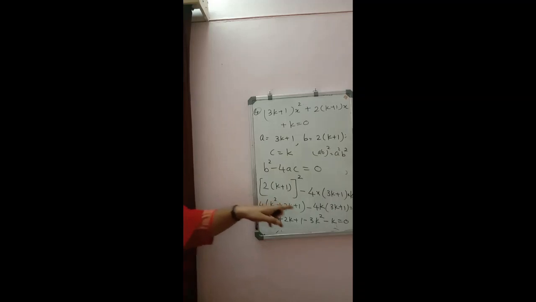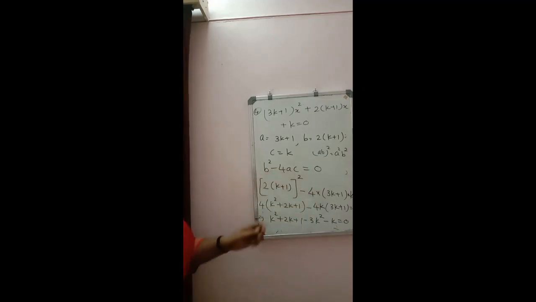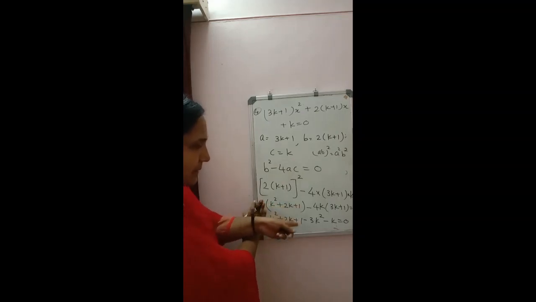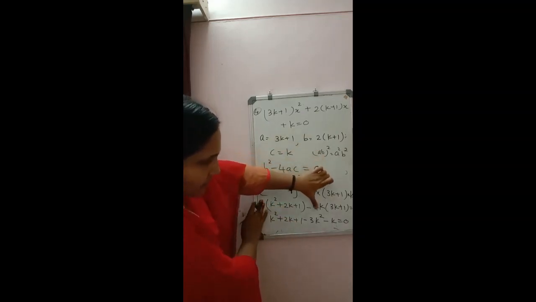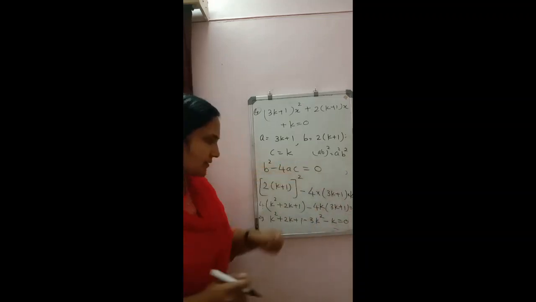If you multiply it by 4, then also when you reach the quadratic equation, you can see the whole equation will be divisible by 4. So we cancelled here only. Here I cancelled it by 4, then this 4 will get cancelled, remaining is k square plus 2k plus 1. From here this 4 cancelled, so minus 3k square minus k is equal to 0.